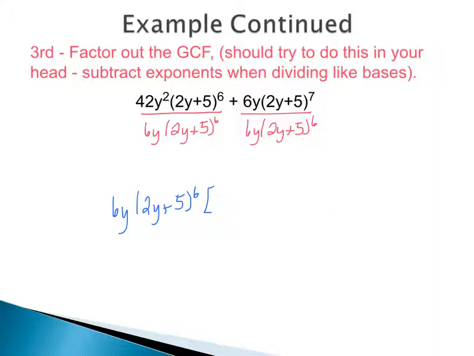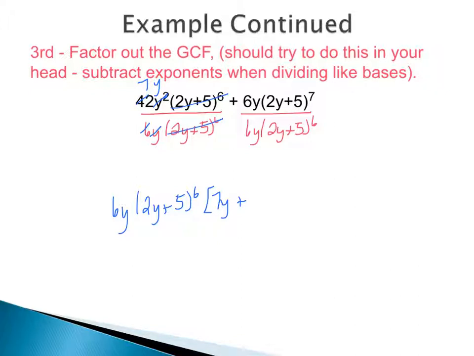So 42 divided by 6 would just be 7. So I'm going to have a 7 over here. Y squared divided by y, subtracting your exponents, 2 minus 1 is 1. So you're just left with a y. So that gives you 7y. (2y plus 5) to the 6th and (2y plus 5) to the 6th would just cancel out completely. So your first group simplifies to just 7y.